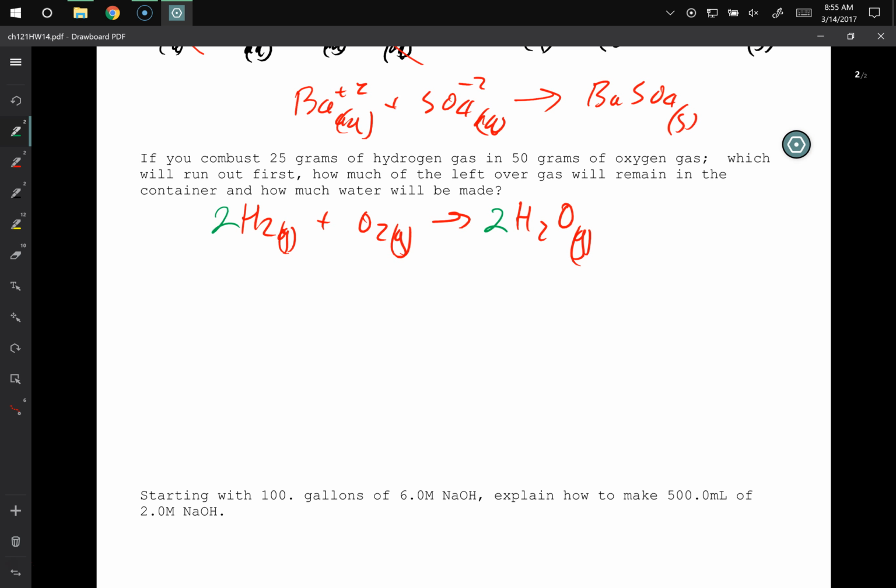Okay, so I have 25 grams of this, and I've got 50 grams of this. How did I know that it was H2 and O2? Those are two of the seven diatomics, right? So it'll never just be H's, and it'll never just be O's. Okay, so how do you do this? What do you do first?